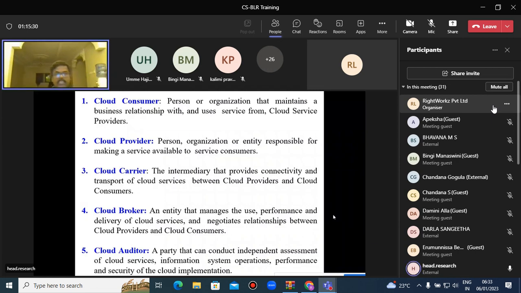And then the cloud carrier is a mediator between one cloud and another cloud. Cloud broker is also a mediator to share the information. Cloud auditor audits the data from the various clouds.